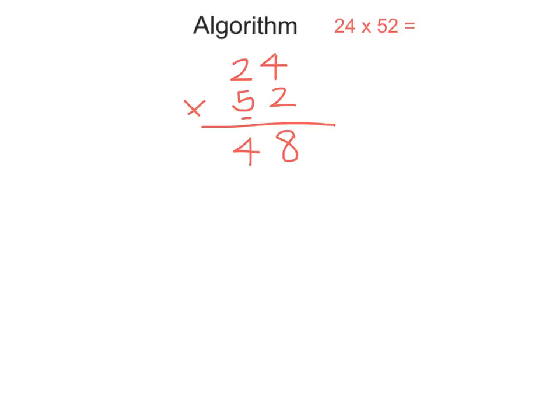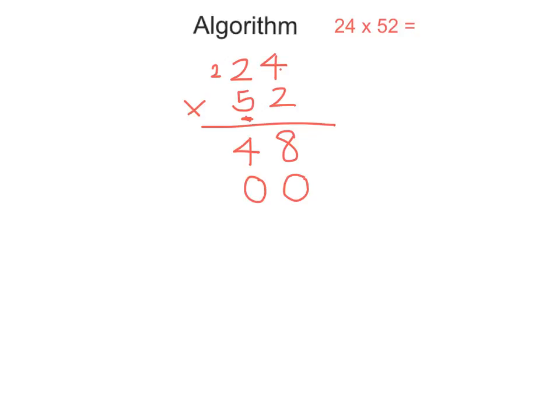Now I'm going to times everything by the 5. Now we know that this value is actually 50. So I'm going to put a 0 there. And now I'm going to times 5 times 4, which gives me 20. So I put the 0 down. I'm going to carry the 2.